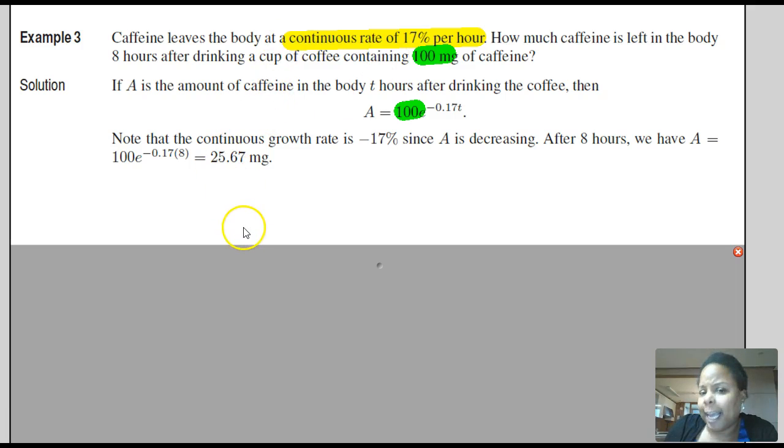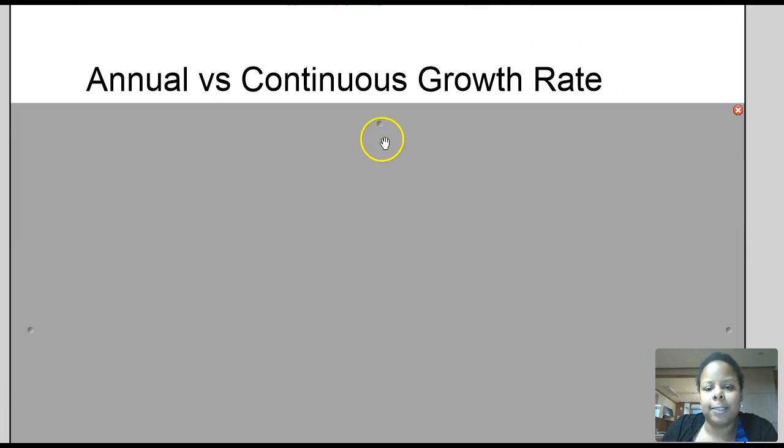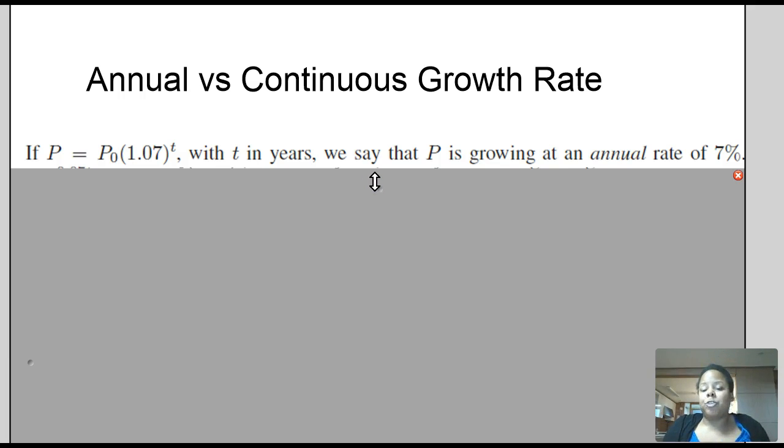Now, some of you may be asking, what's the difference between the continuous rate that we just learned about and the annual interest rate that we talked about last video? That's a very good question. So let's take a look at an example. Say that my interest is growing at an annual rate of 7%, which means that if P naught is my initial balance, then I can express that relationship as P naught times 1.07 to the t, because we're compounding it, let's say, annually.